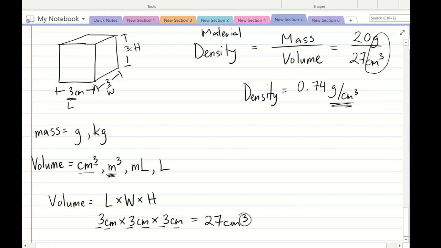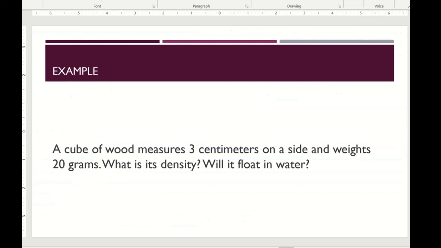Kind of similar to the population density, right? We have people over area. This is mass over volume. Very similar. So now let's compare it to our question. Our question asks a cube of wood that's 3 centimeters on a side and weighs 20 grams. What's the density and will it float?